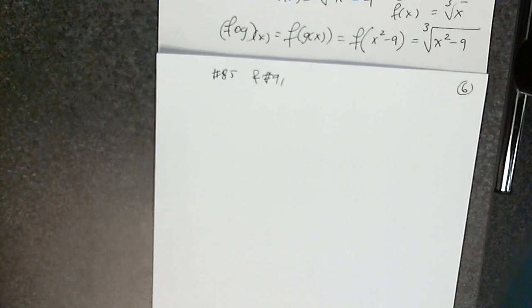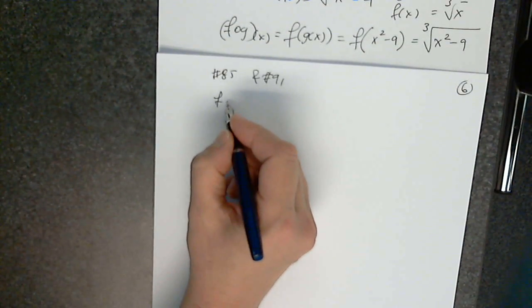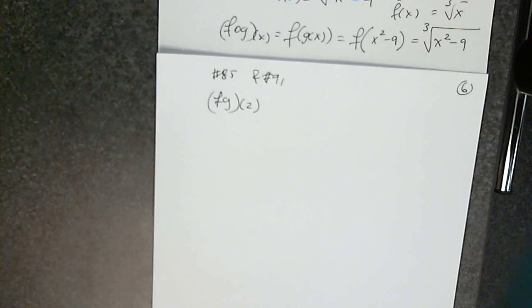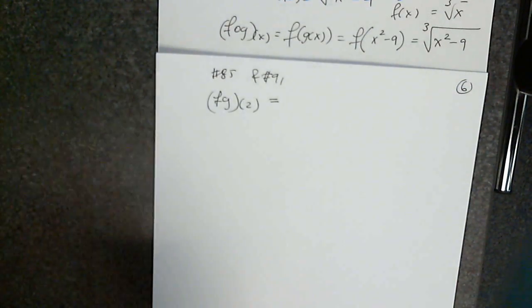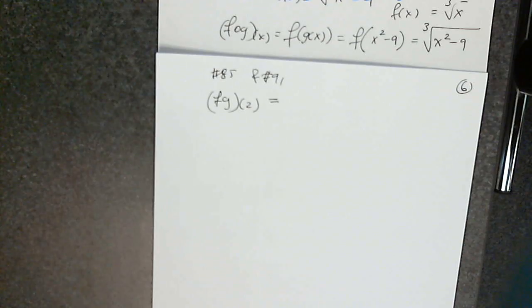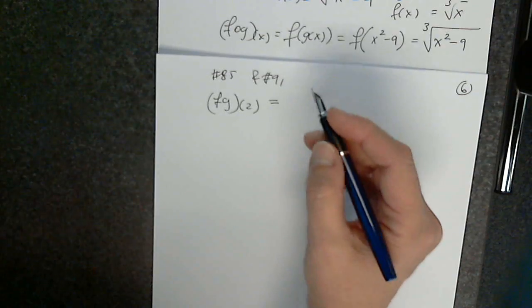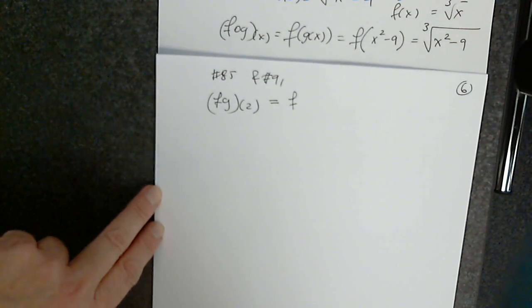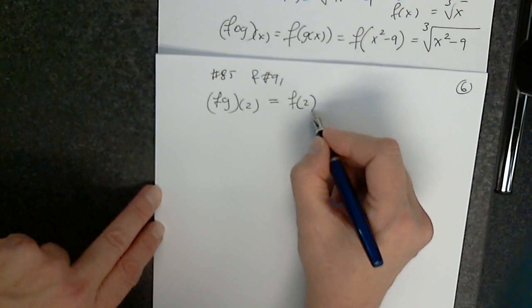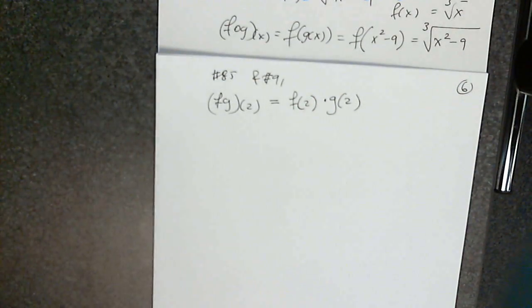Okay, 85, we are asked to find fg of 2. We are not given the function, we are given the graphs. So first of all, what will be the definition of this, before I even look at the graph? What does this mean, really? It's f of 2 times g of 2. So now let's look at the graph and identify f of 2. F is in blue and g is in purple.